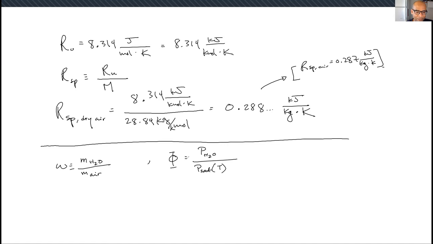Here, let me, this is a definition. So this is the specific humidity. And this is what we call the relative humidity.